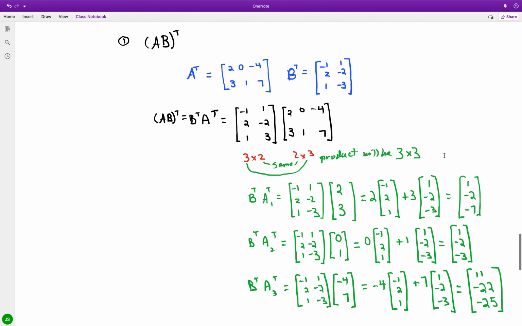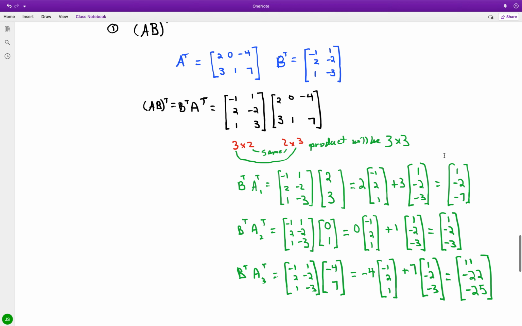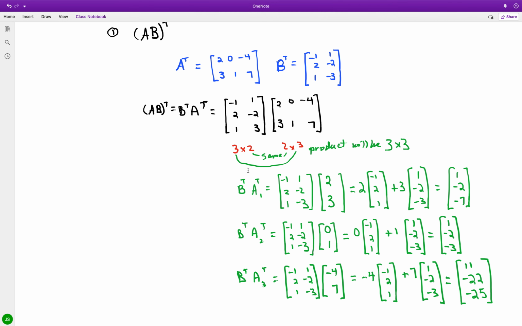If we put this in terms of what we had again with the vector equation, we're looking at the transpose of B, and let's say we take the first column from the transpose of A. Treating the 2 and the 3 as weights, in the product you have 2 times the first column from the transpose of B, plus 3 times the second column from the transpose of B, and the output is 1, negative 2, negative 7.